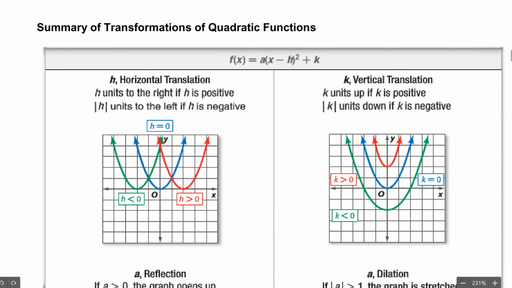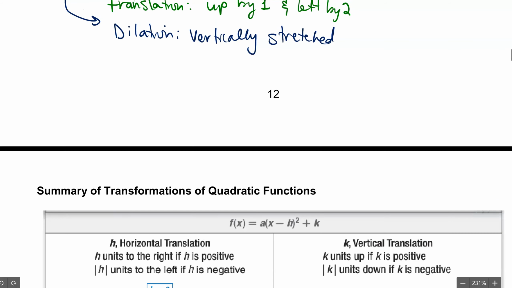Wait, what's dilation? That's the thing we just did. It's literally the thing we just did, vertical stretch.